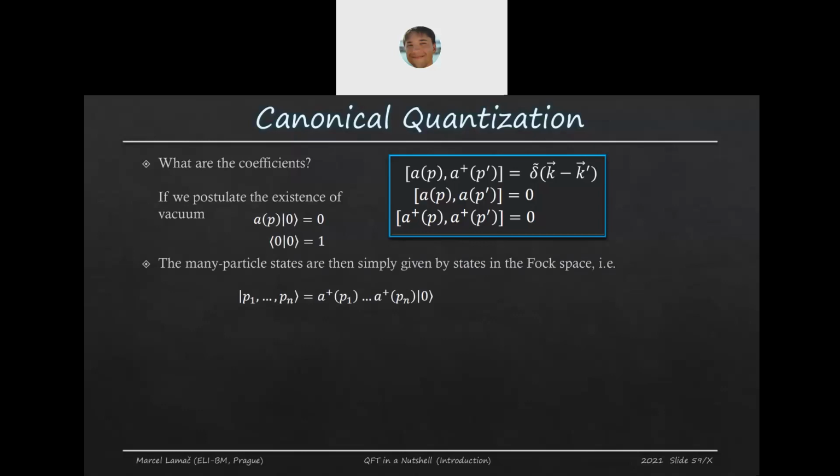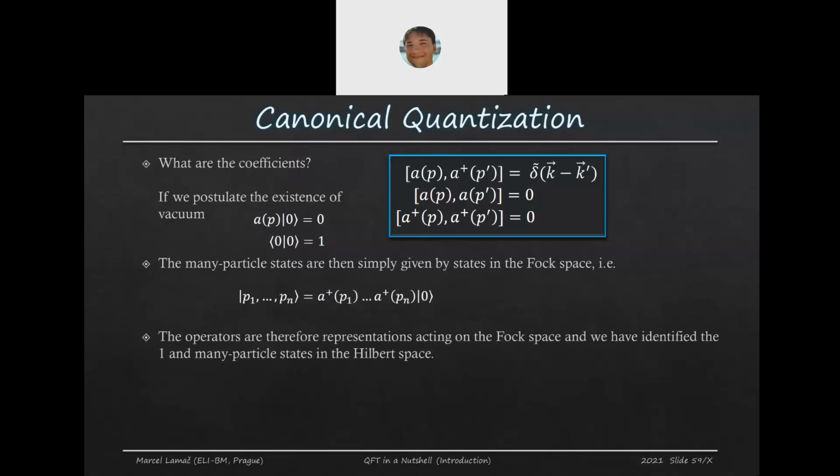So if we want to create a state where there are n particles, each one with a different momentum, then we simply act n times with the creation operator on the vacuum, and this is, in the quantum mechanical sense, the many particle state that is part of the Fock space. So now we have a well-defined Hilbert space, and the operators are therefore representations acting on the Fock space. And once again, we have identified the one particle and many particle states. So this is the first ingredient.